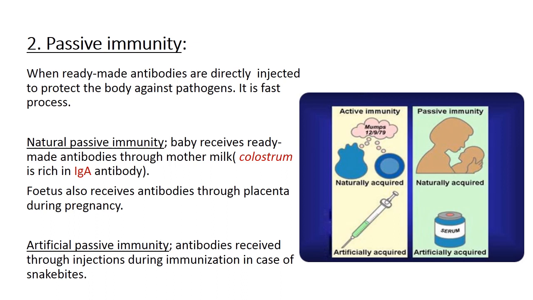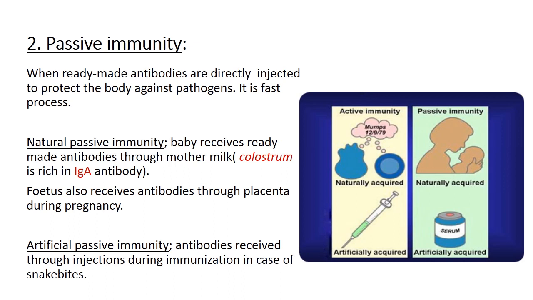So there are two ways of developing passive immunity. One is the natural way and another one is the artificial way. Let us study how our body develops passive immunity in the natural way. The best example is colostrum, a yellowish fluid secreted by the mother in the first few days of lactation. Colostrum is rich in antibodies. Usually IgA is one of the antibodies present in mother's milk.